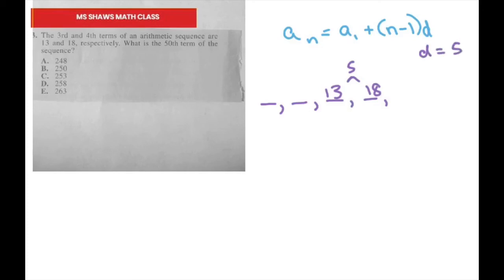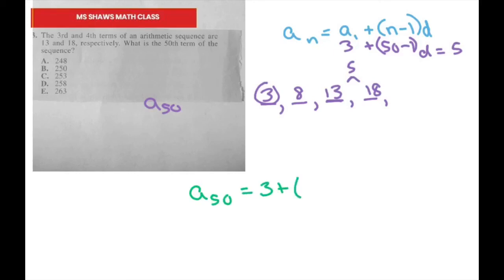To find the first term, all we have to do is, since it's going by 5s, keep subtracting 5. I'll just say 13 minus 10 is 3, and 18 minus 10 is 8. That's another good way to do it. So our first term is 3, and they want the 50th term. So this will be 50 minus 1. This is how you plug it in. You're going to say a sub 50 equals 3 plus 50 minus 1 is 49 times 5.